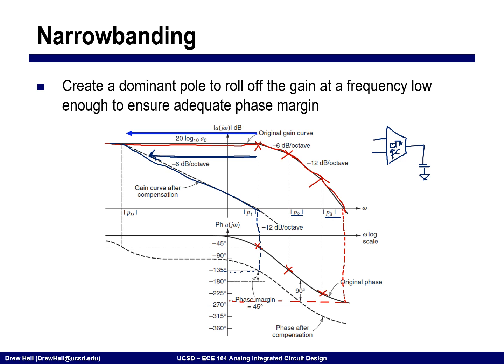This is very common in single stage amplifiers. So almost all single stage amplifiers have what's called load compensation or narrowbanding compensation. All that load compensation says is that we're going to add some amount of capacitance at the output that's going to stabilize the circuit.